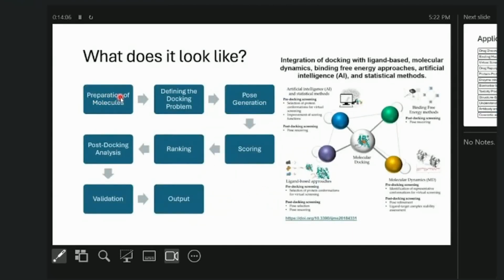So basically, molecular docking looks like this: we have to prepare our ligand, we have to prepare our receptor. After that, we define our docking problem. Is it rigid docking? Is it flexible docking? We'll see later. And then we'll generate the poses, we'll score each pose and rank them. And then we can compare them.